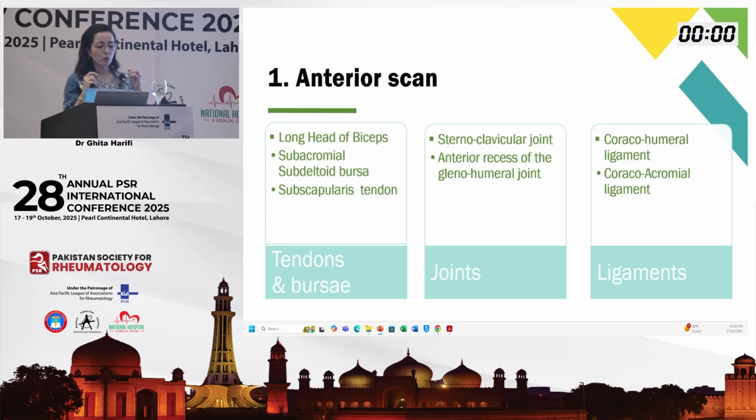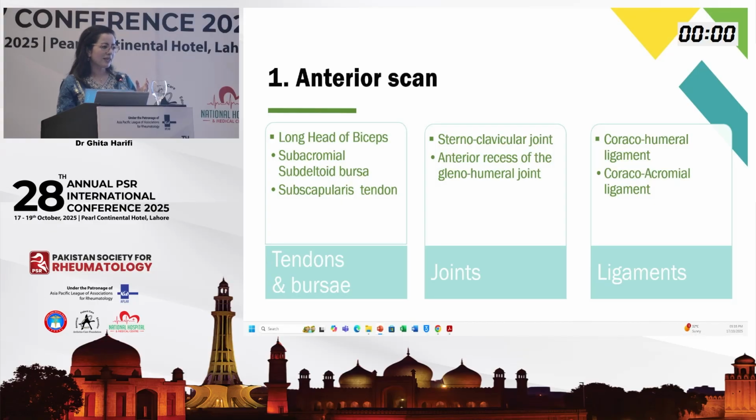But also, we will be able to see the anterior recess of the glenohumeral joint. This is a very tiny and tight axis of the joint that we don't use too much in practice, but it is important to visualize it.